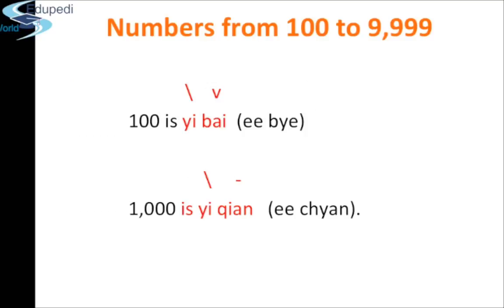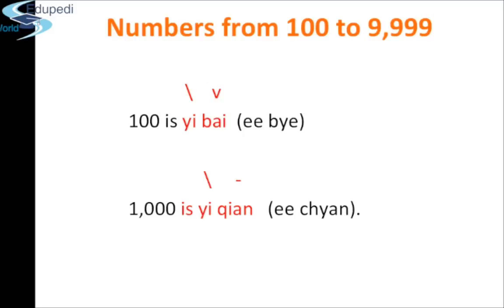The same basic idea goes for 30, literally 3 tens, and 40, 50, 60, 70, 80, and 90. See, it's really not difficult.